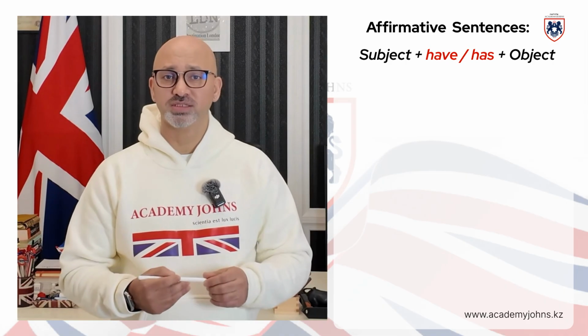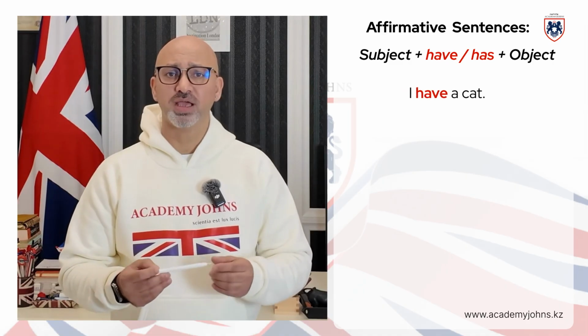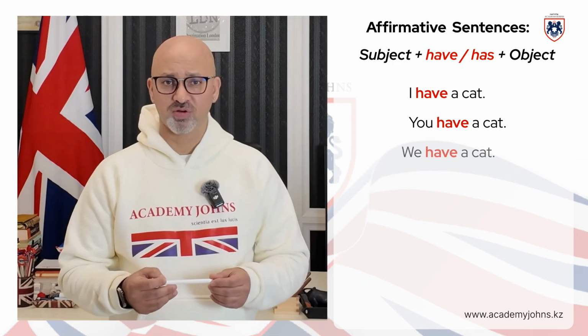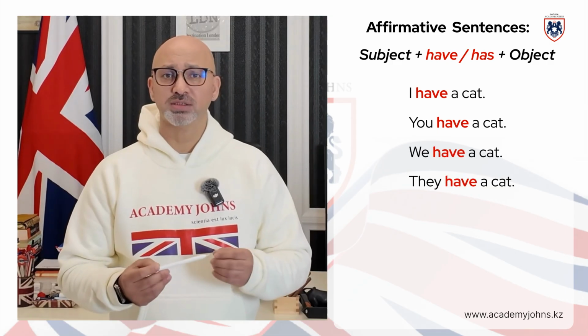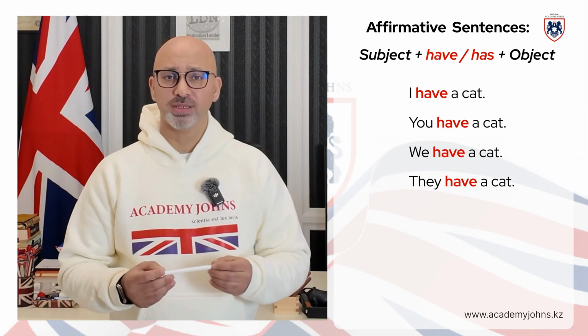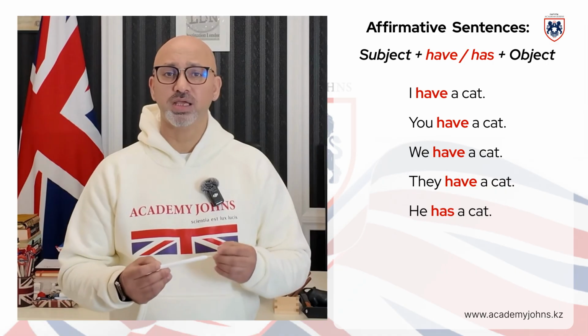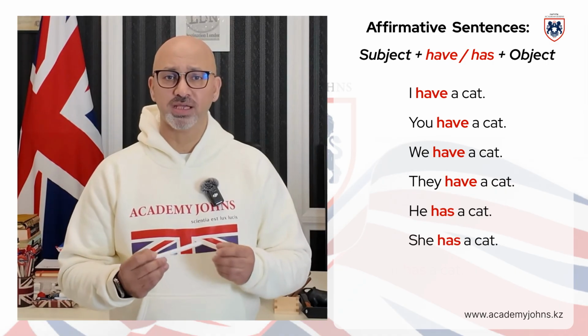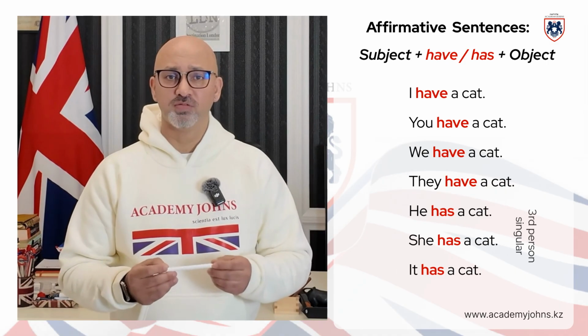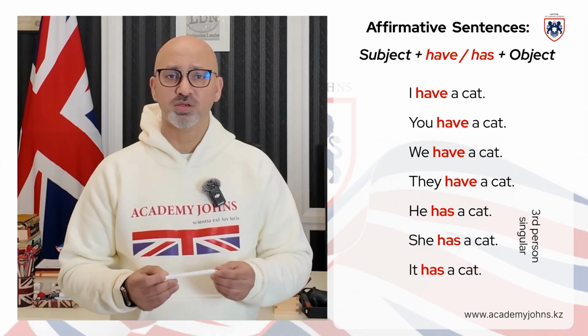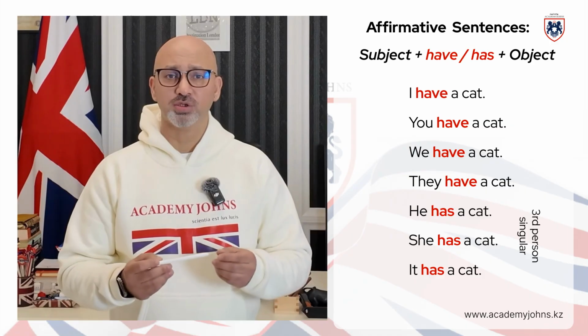In positive sentences, for example, I have a cat. You have a cat. We have a cat. They have a cat. For he, she, or it, we use has. He has a cat. She has a cat. It has a cat. Remember, for he, she, it, follow the third person singular rule and use has.